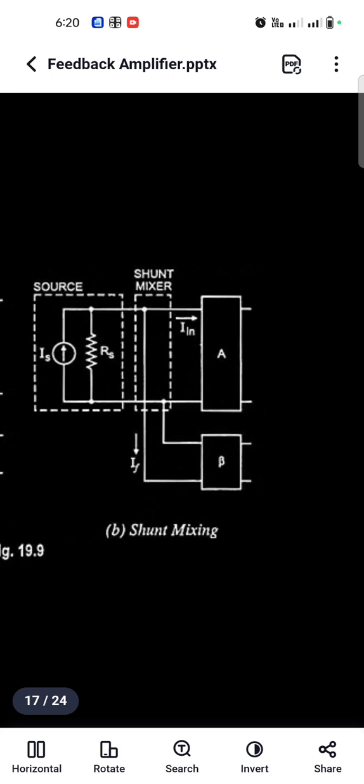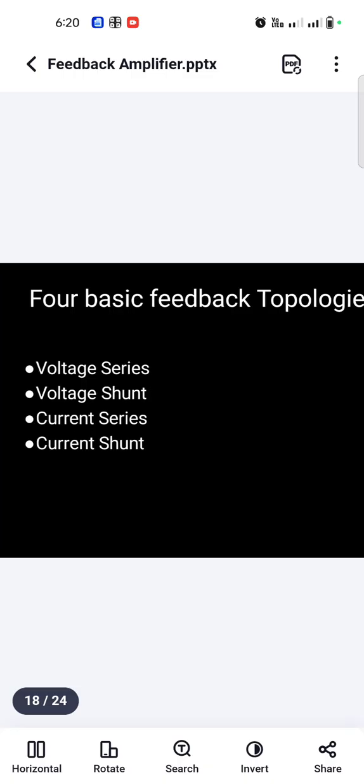In this method, the feedback signal from the feedback network is mixed with the input signal in series or loop formation. This connection tends to increase the input impedance of the amplifier. Next one, shunt mixing. Shunt mixing is otherwise called parallel mixing or nodal mixing. Here the sampled signal from the feedback network is mixed in nodal form, or shunted, with the input signal. This connection tends to decrease the input impedance.